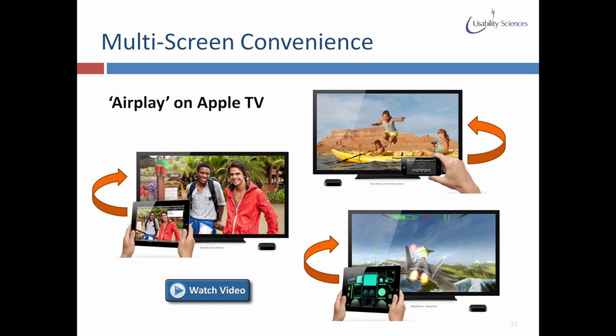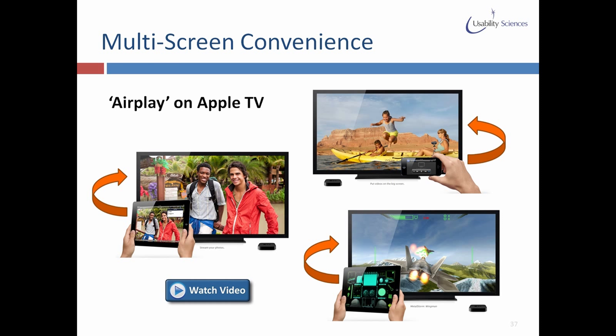So let's just take a brief look at some experiences that offer multi-screen convenience. This is Apple TV, and there's a feature on Apple TV that is called AirPlay, and it allows any iOS device to seamlessly share content from screen to screen. So in these examples here, we've got a tablet where you might view pictures, and with your tablet and your iOS device, if you have Apple TV, you can then share your images to your TV.